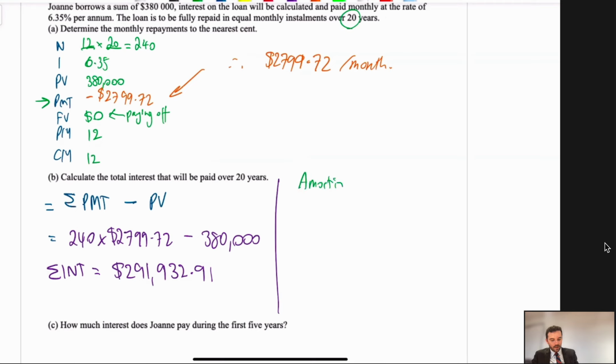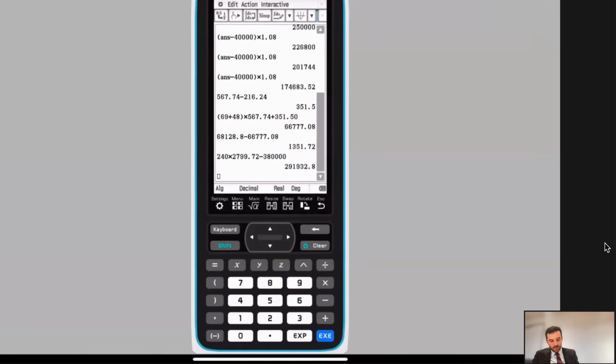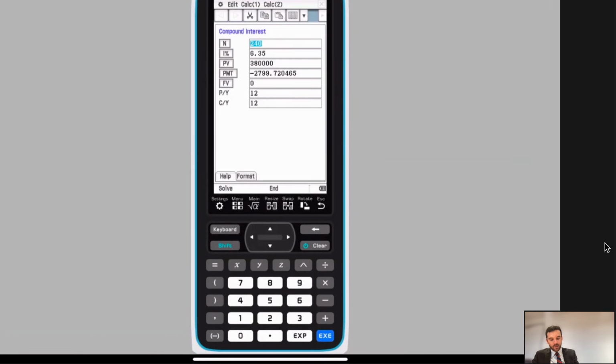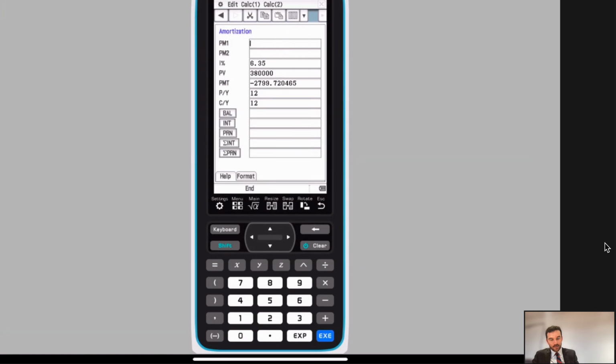Now I'm going to use the amortization app. I much prefer this way. It's very fast. So here we go. Now, if you're on the finance app, typically you're on compound interest here. We're going to choose amortization instead.